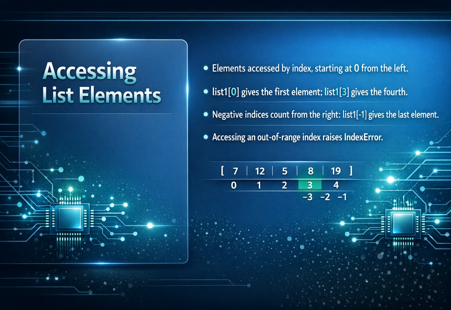Accessing elements works the same as with strings. The first element is at index 0, and negative indices count from the right. For example, index -1 gives the last element. Trying to access an index beyond the list's length raises an IndexError.